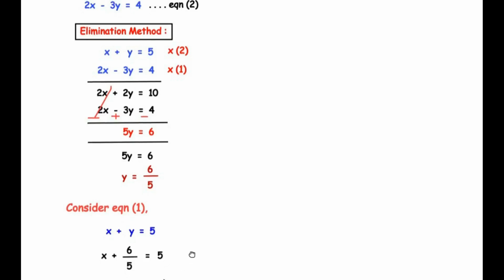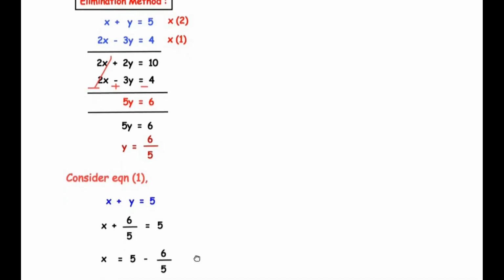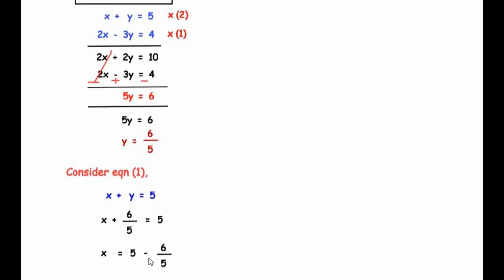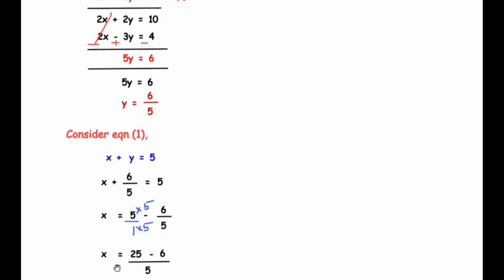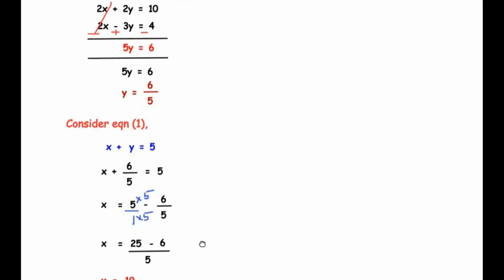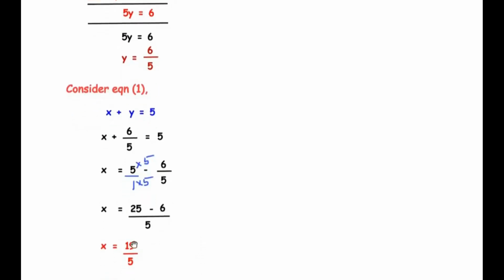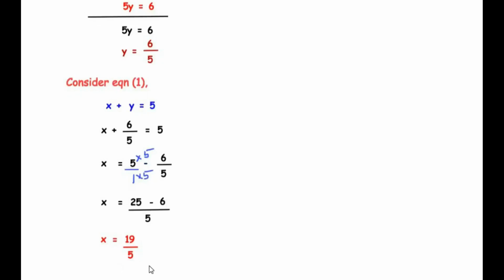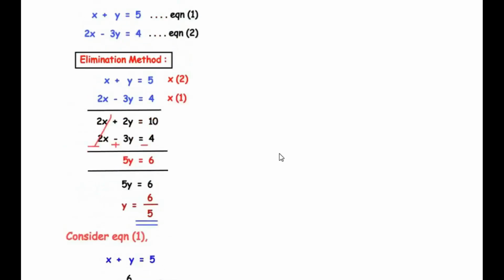Now taking 6 over 5 on the other side of the equal to sign, we get x equal to 5 minus 6 over 5. Now here we are going to take a common denominator, that is 5 can be written as 5 over 1. Now here we are going to multiply 5 by 5 and 1 also by 5. So we get x equal to 5 times 5 is 25 minus 6 over a common denominator, that is 5. Now simplifying this, we get the value of x, that is 25 minus 6 gives us 19, and the value of x becomes 19 over 5. So here the value of x is 19 over 5 and the value of y is 6 over 5, which we have got by using the elimination method.